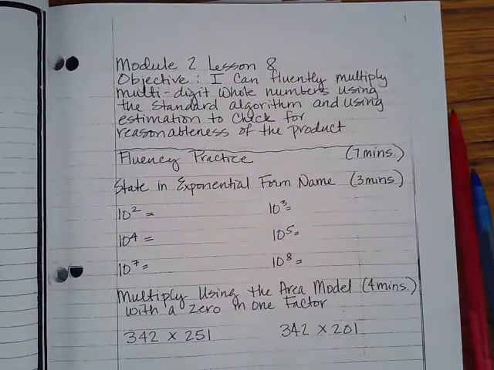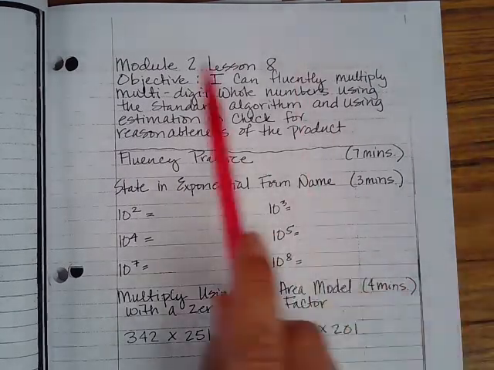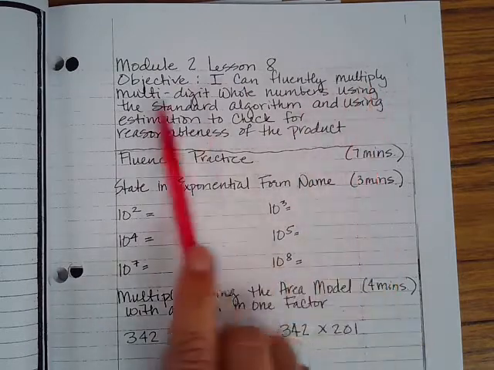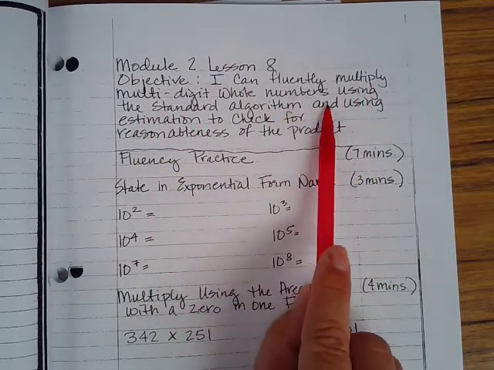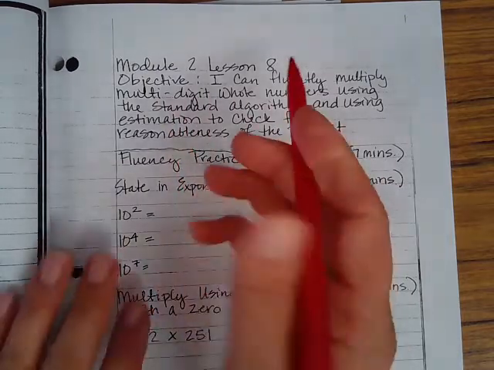This is EngageNY, Module 2, Lesson 8. Read the objective while I read it. I can fluently multiply multi-digit whole numbers using the standard algorithm and using estimation to check for reasonableness.